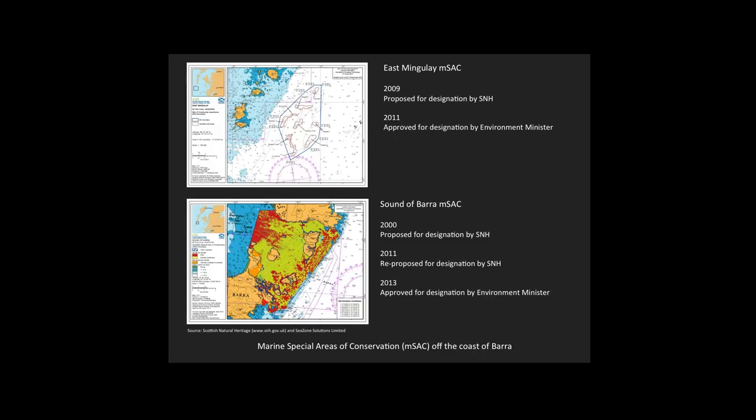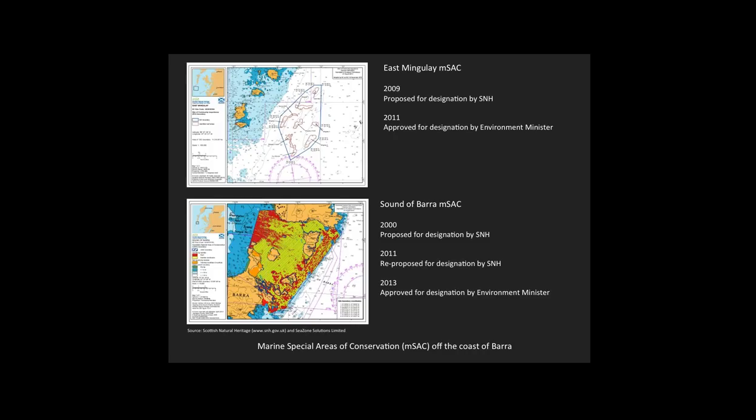At the time, one of the things that the local Barra community did was they challenged the science on which the Sound of Barra marine special area of conservation was based. And the Minister for the Environment at the time agreed that the science in relation specifically to the seal population that was proposed as a species to be protected, that more science needed to be carried out to justify this. So the proposal went into abeyance.